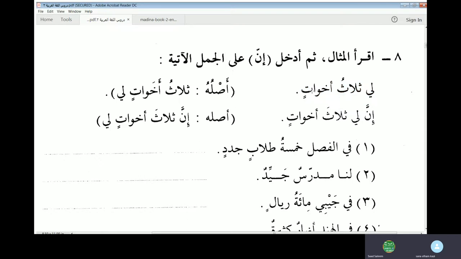Inna li thalatha akhawat. Indeed, I have three sisters. Okay, asluhu is thalath akhawat li. Indeed, three sisters belong to me. Oh, indeed, I have three sisters.